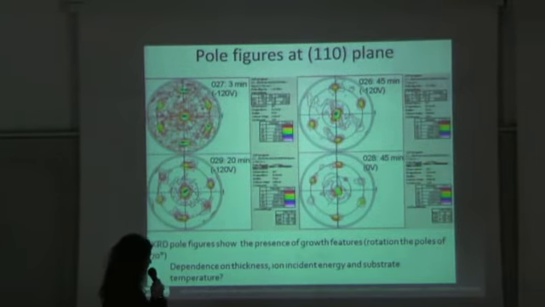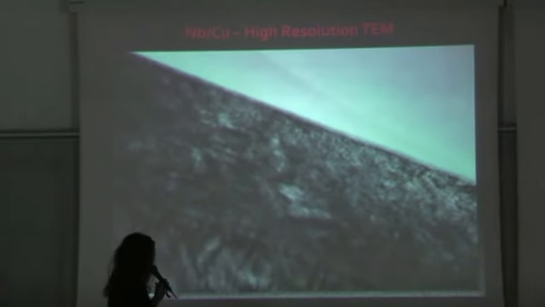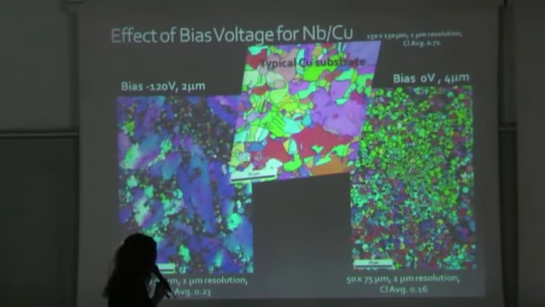Same thing here. When you start growing a film at 120 volt bias, you have the 6-fold symmetry that Josh talked about on Monday. And as you increase the time up to 45 minutes, you actually see that this goes away, and one of the growth domains is taking over. The same thing for the niobium on copper metallic. It means that the oxide has been reduced.